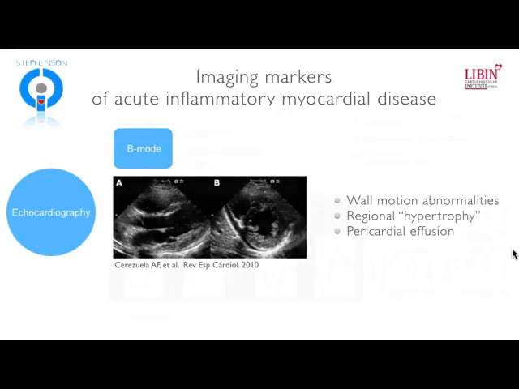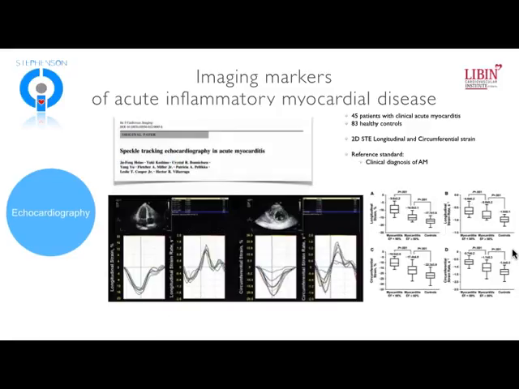So if we take echocardiography, we can certainly see signs consistent with acute myocarditis. We can see often wall motion abnormalities, regional thickening associated with edema, and we can often see associated pericardial effusion. However, this really lacks specificity because any acute myocardial injury, be that ischemic or non-ischemic, can lead to the same patterns. So this is where there has been some emerging interest in the use of speckle tracking echocardiography to look at novel markers of inflammatory disease in the myocardium.